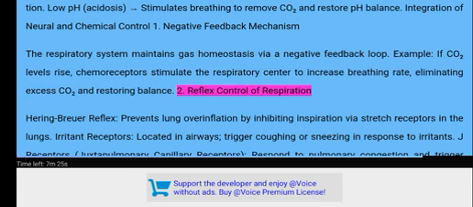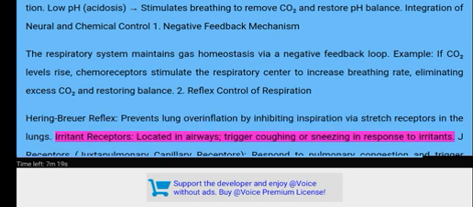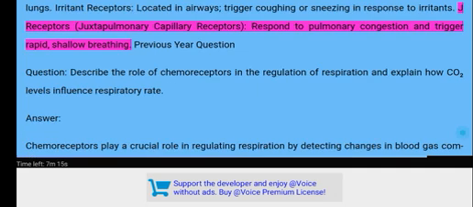2. Reflex control of respiration. Hering-Breuer reflex prevents lung overinflation by inhibiting inspiration via stretch receptors in the lungs. Irritant receptors, located in airways, trigger coughing or sneezing in response to irritants. J receptors, juxtapulmonary capillary receptors, respond to pulmonary congestion and trigger rapid, shallow breathing.